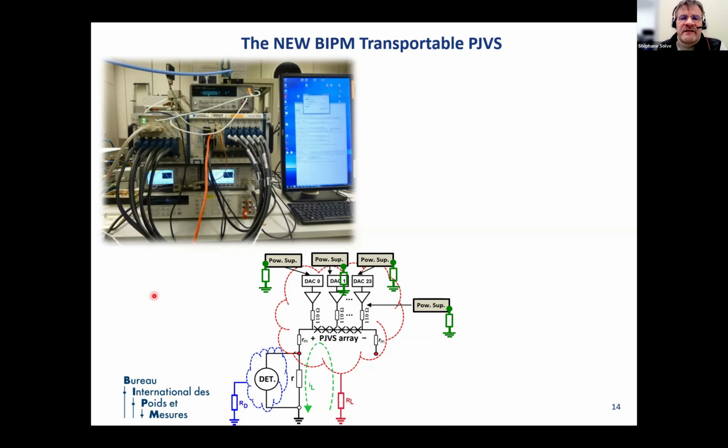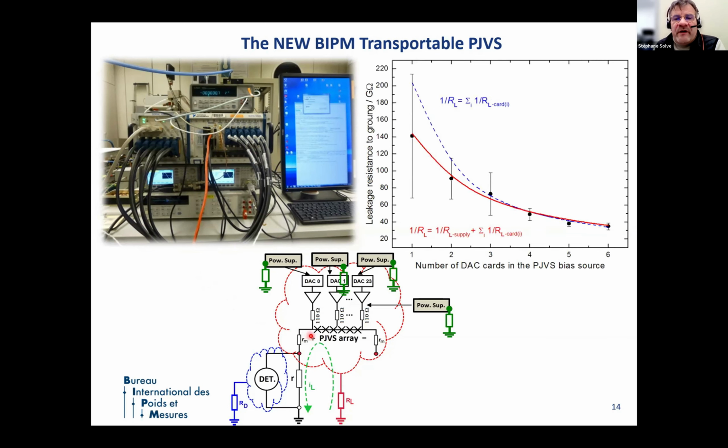We have investigated this issue at NIST, comparing 2 PGBs directly, and when we wanted to measure the leakage resistance of the bias source, we tried to measure the leakage of each of the DAC cards that are part of the DC bias. On the picture, you can see them there. There are 6 cards in total. And of course, every time you add one more card in the chassis, the leakage resistance will decrease.